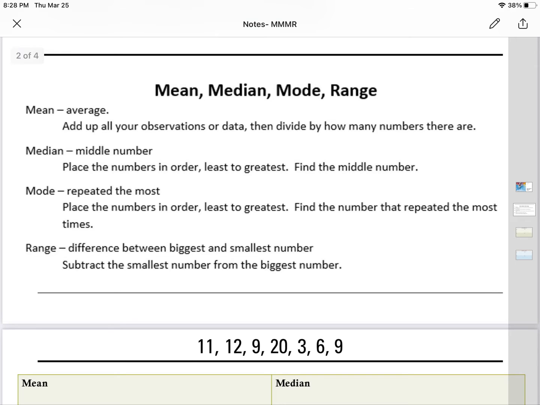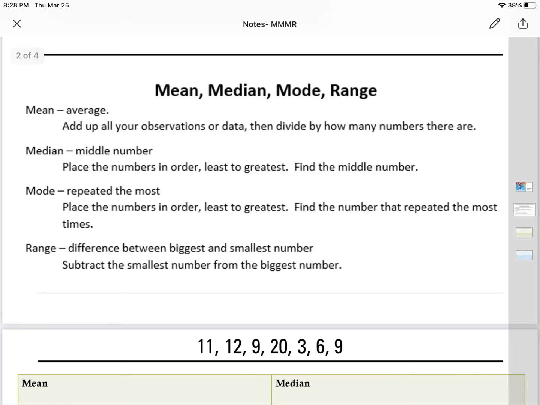The mode is the number that's repeated the most, so what you're going to do is place them again in order from least to greatest, and you'll find the number that you see the most amount of times. You can have one mode, you can have two modes, or you can have no modes. And then for the range, this is the difference between your biggest and your smallest number. So to do this, you're going to subtract the smallest number that's in the data set from the biggest number.